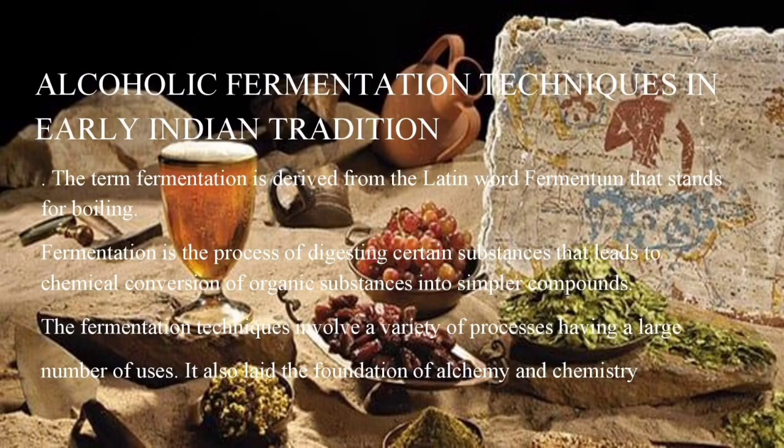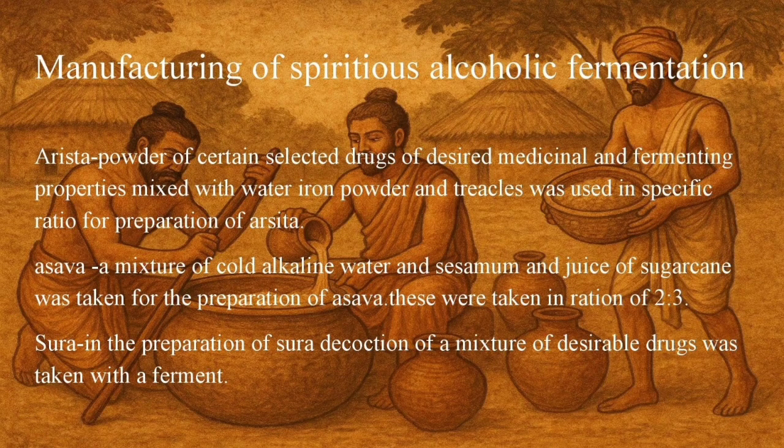Manufacturing of spirituous alcoholic fermentation. In early Vedic ages, alcohol was regarded as a spiritual drink. There were mainly three types of spiritual alcoholic drinks. First one is arista, powder of certain selected drugs of desired medicinal and fermenting properties mixed with water, iron powder, and triphala were used in specific ratio for preparation of arista.